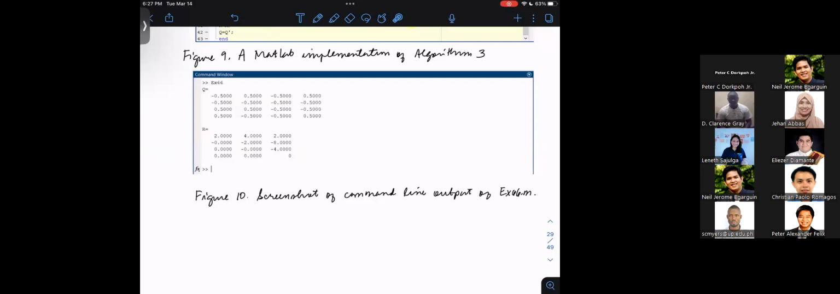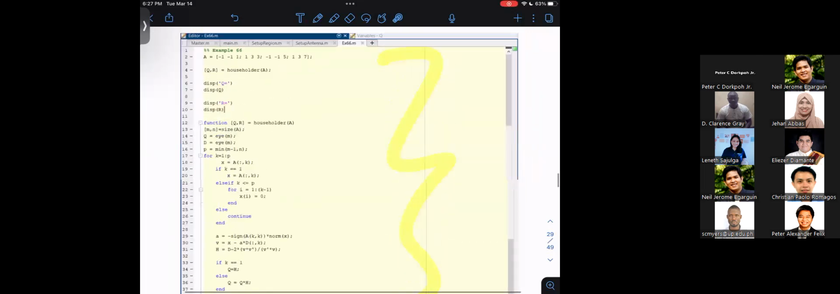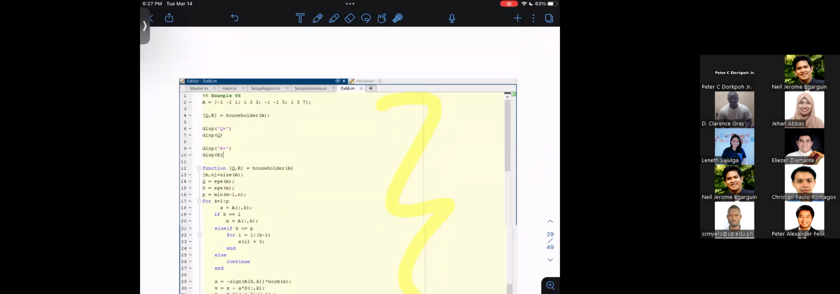Yes, sir. Does this code accept any dimension of matrix, m by n? Yeah, as long as your RAM can handle it, that's fine. Any dimension of the matrix will do, because again, any matrix will have a QR decomposition.